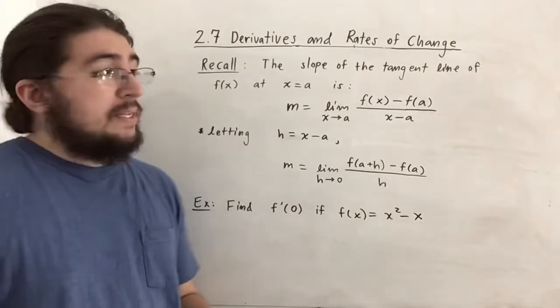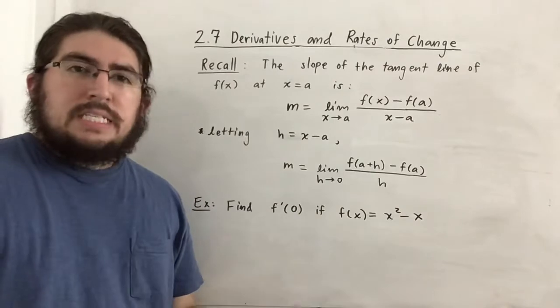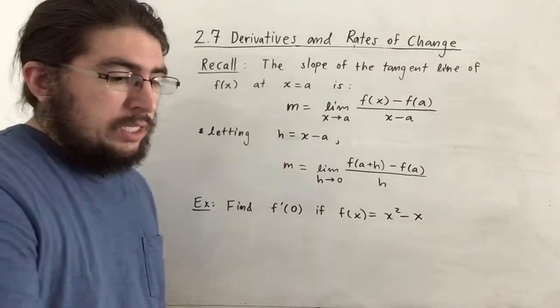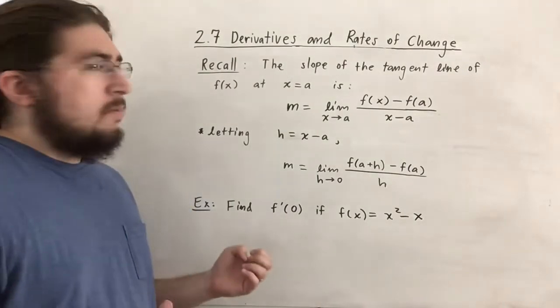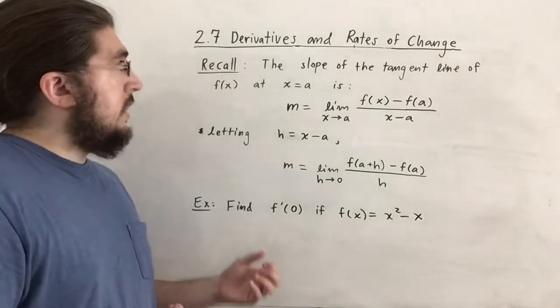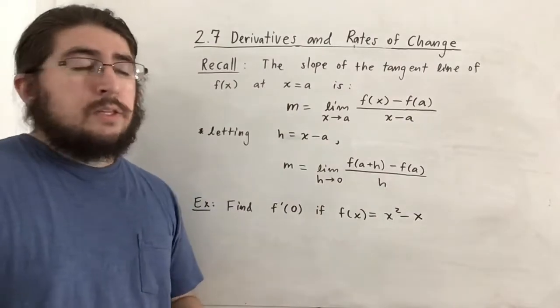Hello everyone, here we'll be discussing 2.7, which regards derivatives and rates of change. This is basically going back to what we saw at the very beginning in 2.1, where we talked about tangent and the velocity problems, where basically we'll be talking about rates of change, instantaneous rate of change, which is related to the slope of the tangent line, which we end up calling the derivative.